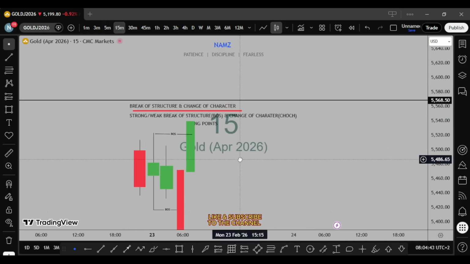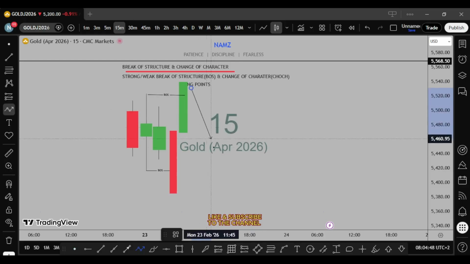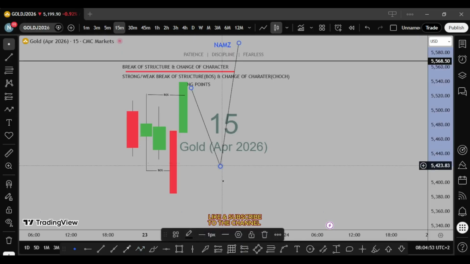So now, as a trader, what do you expect? You expect something like this, maybe a pullback and then a continuation. This is what it means.